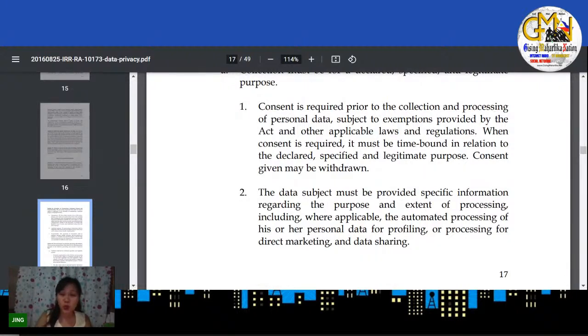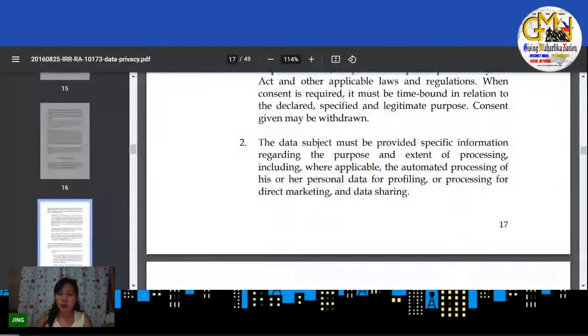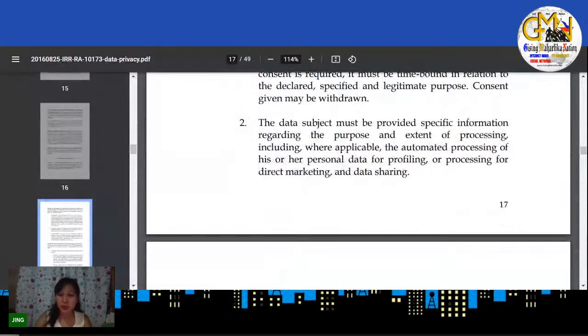When consent is required, it must be time-bound in relation to the declared, specified, and legitimate purpose. Consent given may be withdrawn. Number two, data subject must be provided specific information regarding the purpose and extent of processing, including, where applicable, the automated processing of his or her personal data for profiling or processing for direct marketing and data sharing.